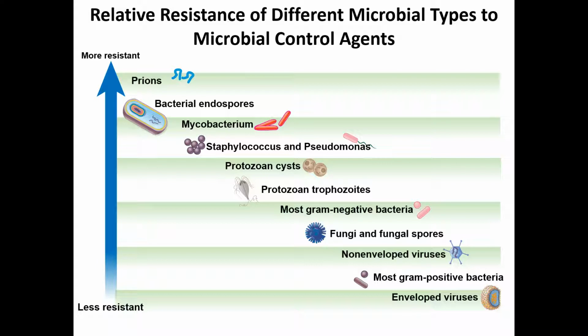Different types of microbial organisms are inherently resistant to different types of antimicrobial agents. Notice I'm using the term antimicrobial agents. That's a very broad term because it's all-encompassing. Your most resistant agents are things like prions, which aren't even living organisms. They're abnormal proteins. This requires the application of chemicals and extreme heat to eliminate the presence of prions.